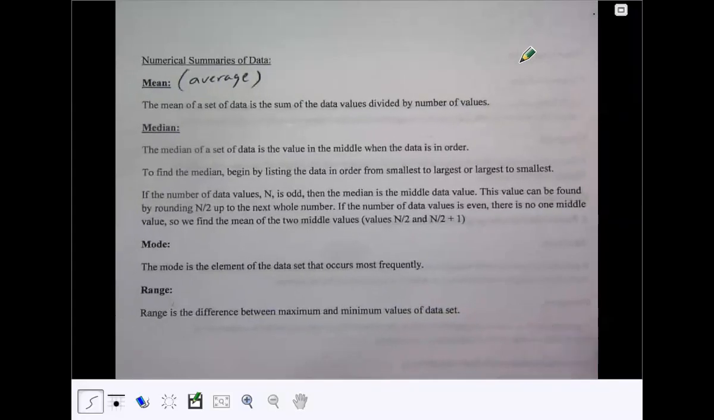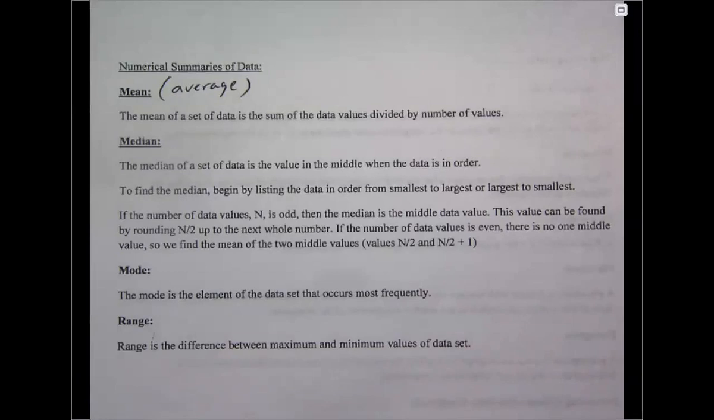I'm going to read it. The median of a set of data is the value in the middle when the data is in order. So first of all, you have to write down your data in order. But sometimes you have a huge number of data values, so writing it down manually on paper is not possible. So you have to use the rule here.